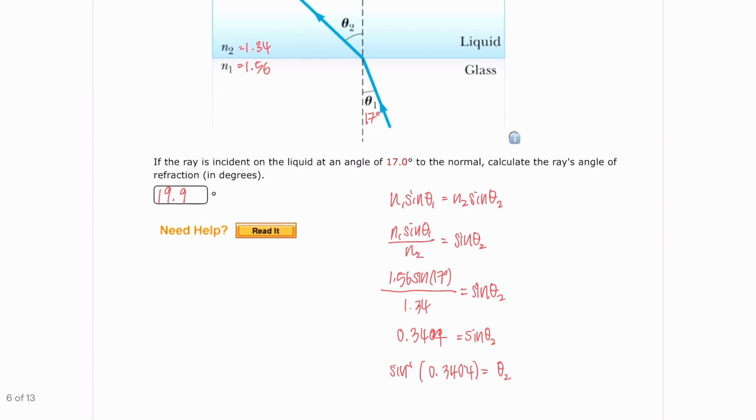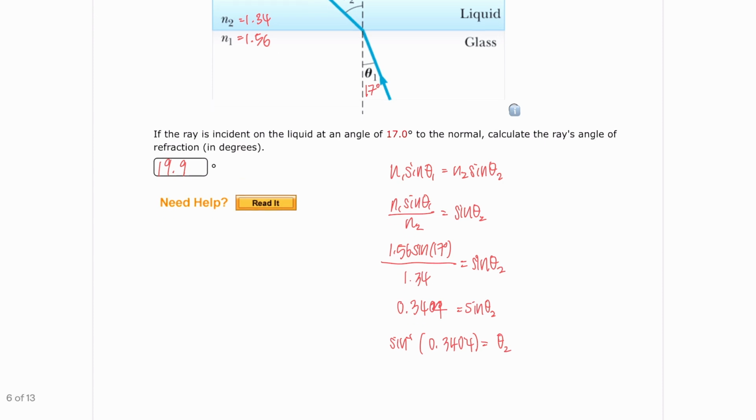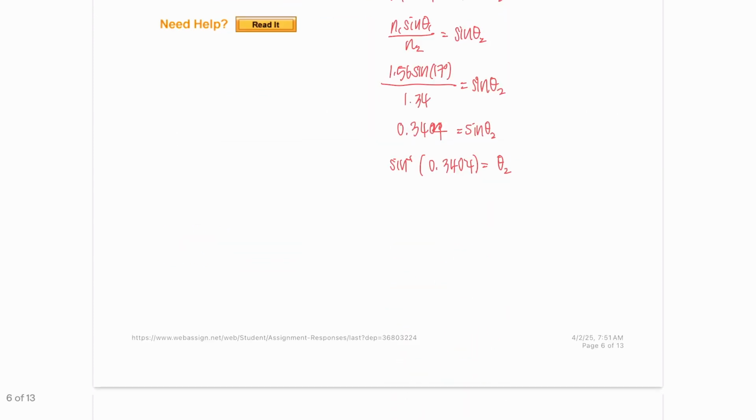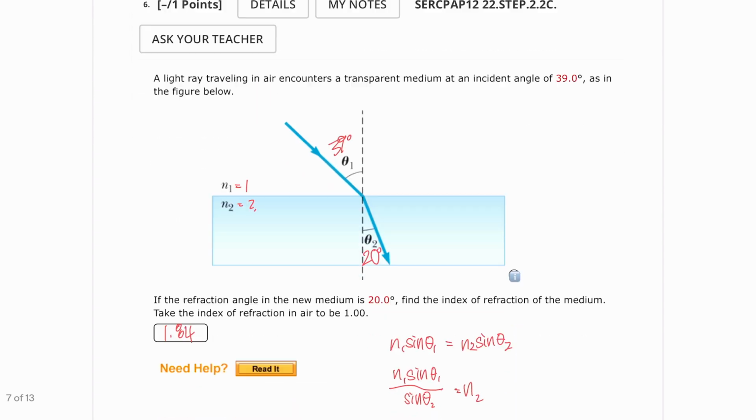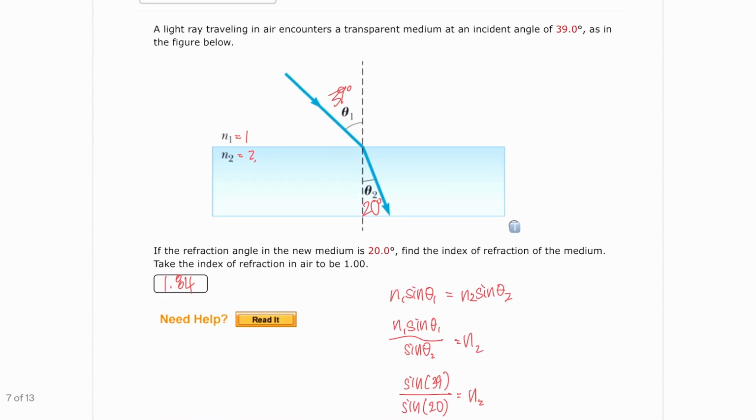One thing to note is that when you do these questions, make sure to write down n1 and n2 and whatever other values you're given. That way you can organize your thoughts better, and you might get more points in the test.